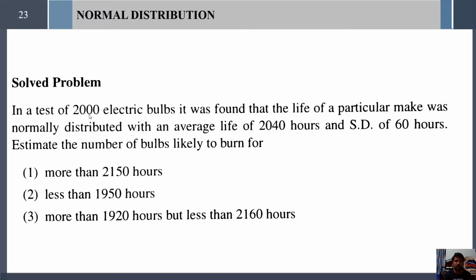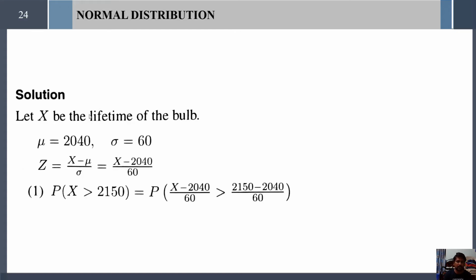Now we are asked to estimate the number of bulbs likely to burn more than 2150 hours, less than 1950 hours, and more than 1920 hours but less than 2160 hours. These are the terms we have to calculate. Given, as usual, mean mu equals 2040, and standard deviation 60.